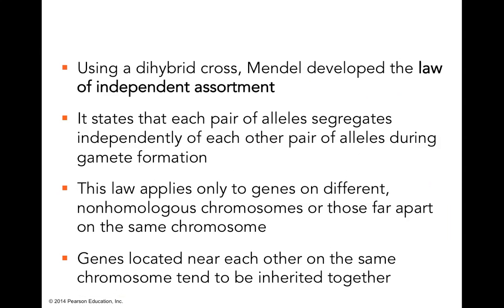And using that dihybrid cross, he was able to come up with his law of independent assortment, stating that every pair of alleles that segregates is going to segregate independently from all other alleles at other loci. But this is only true if you are talking about genes that are on non-homologous chromosomes or very far apart from each other on homologous chromosomes, because genes that are physically linked to each other on the same chromosome tend to be inherited together.